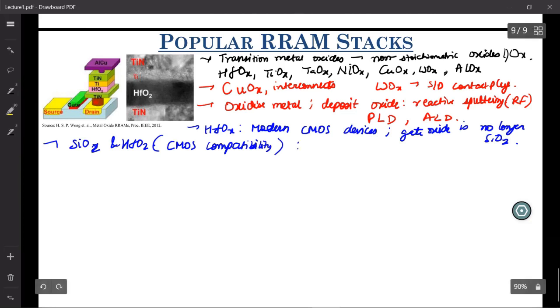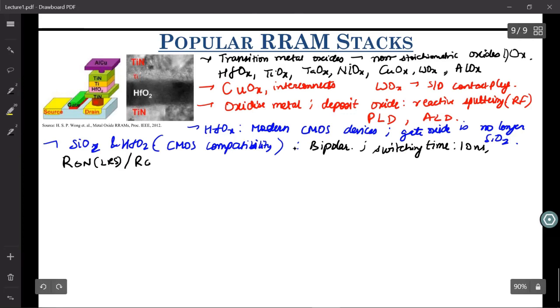So let us talk about the properties of this stack. First of all, it's bipolar. Most of the HfOx based devices are bipolar. The switching times are in the range of 10 nanoseconds, so that's ultra fast. The ratio of the on resistance, LRS, to the off resistance, HRS, people have shown is greater than 100 in HfOx.